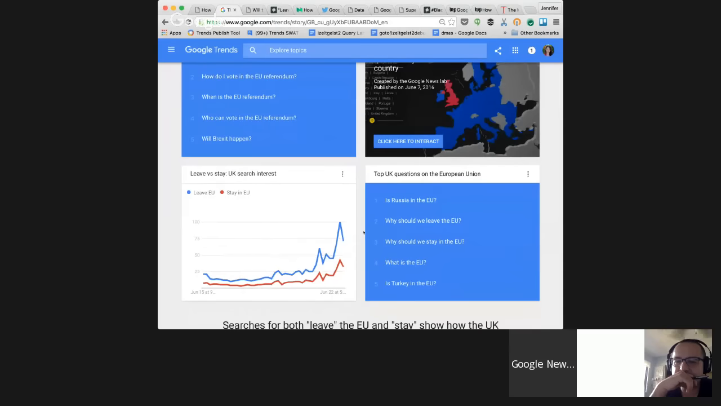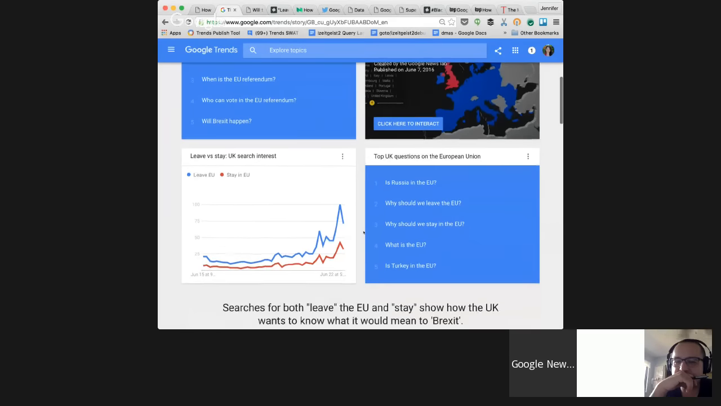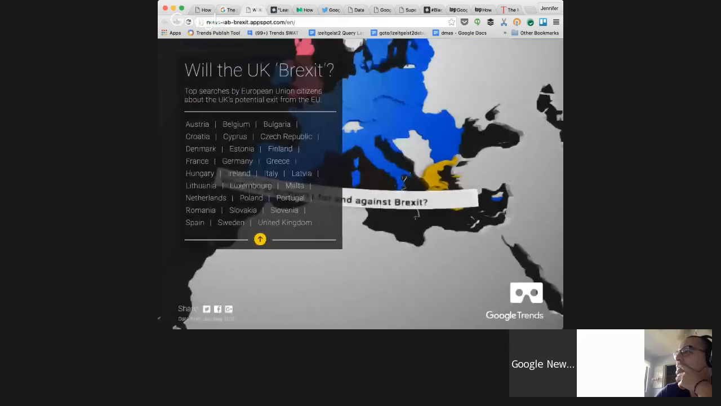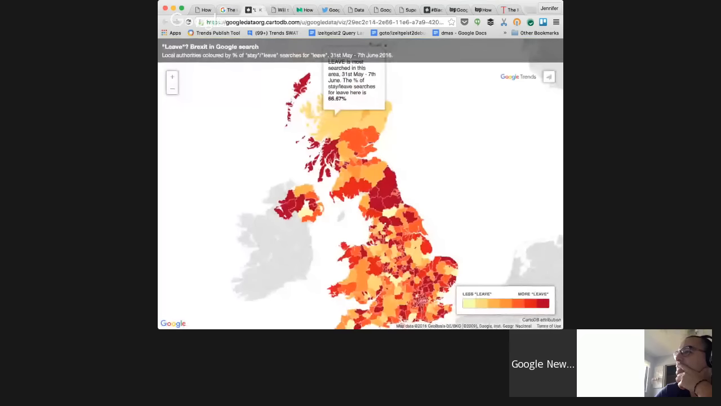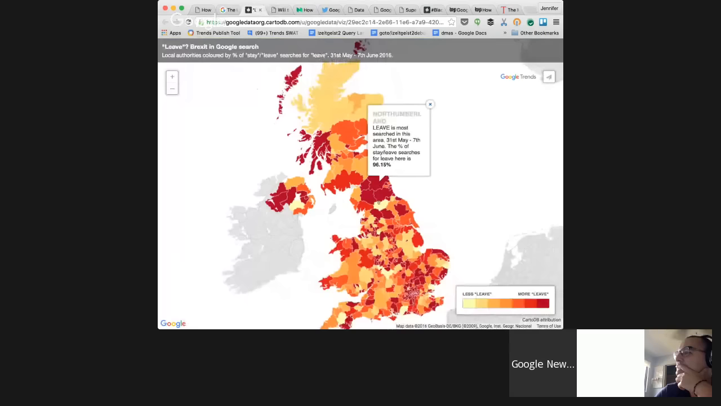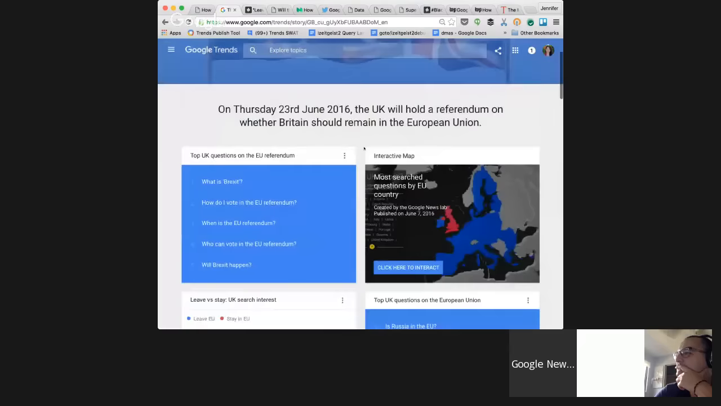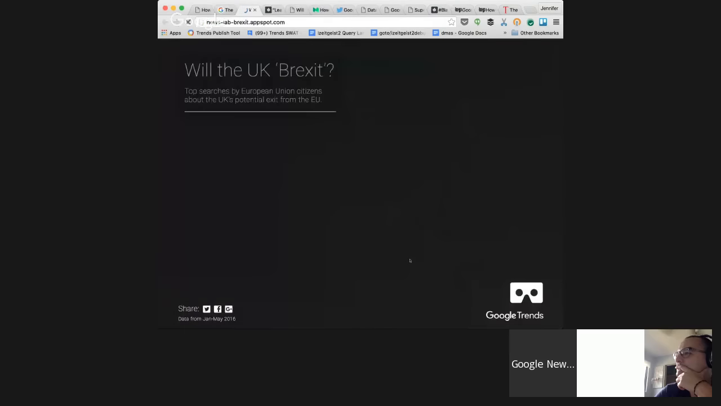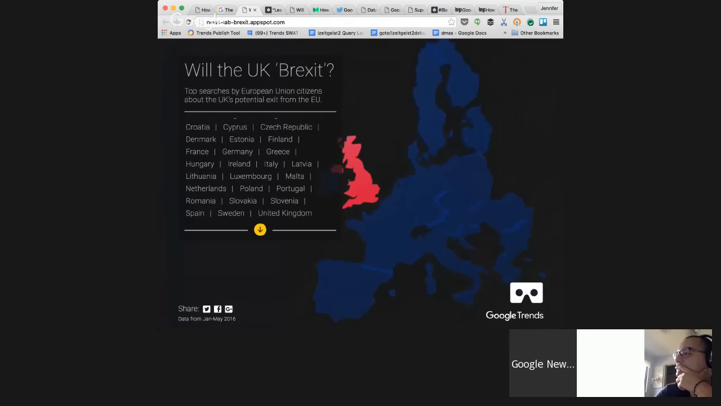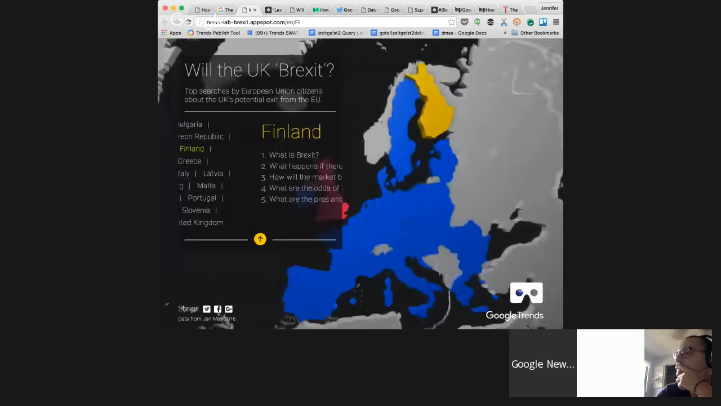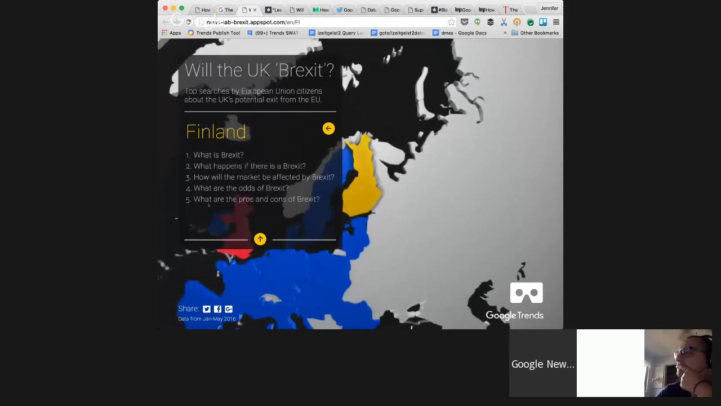This is also available on google.com/trends if you look on our carousel. And then this was actually the map that we had been chatting about, just showing the choropleth of searches for leave. If you go back to our page, we have a link at the top that shows our interactive here, that shows by country what the top questions were around the referendum.